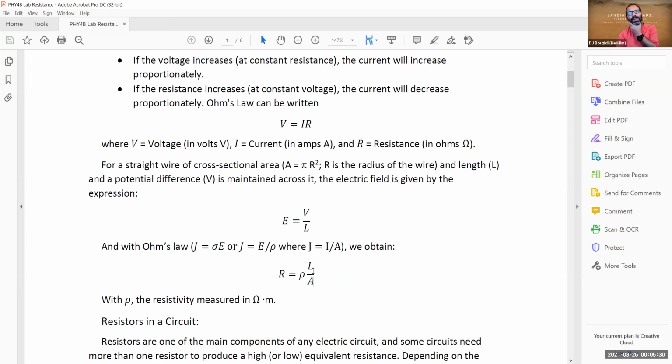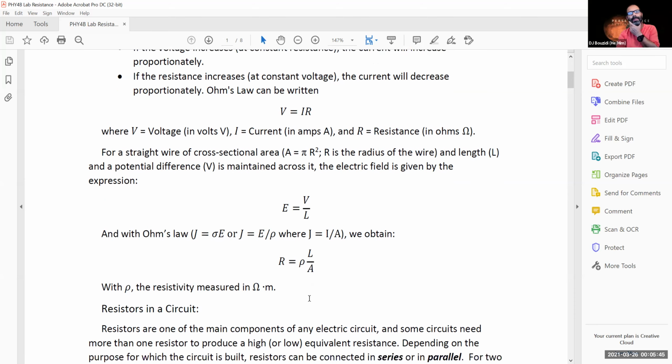Resistivity is measured in ohm meters, because this one is in meters, this one in meters squared, and you have an ohm meter in here. Ohm times meter, the meter squared divided by meter squared cancel, and you will be left with the units for the resistance, which is in ohms. The unit for it is this capital omega.